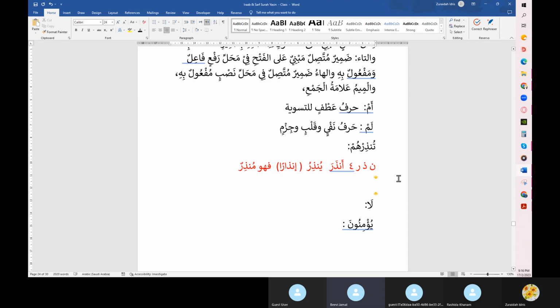Tunzirhum. Okay. Fi'l mudari' majzum. This would be fi'lun mudari'un. I'm just going to put the endings because we are interested in the Irab, right? Mudari'un majzumun. Yes. So majzumun is isim maf'ul. Why is it majzum? Because of lam.